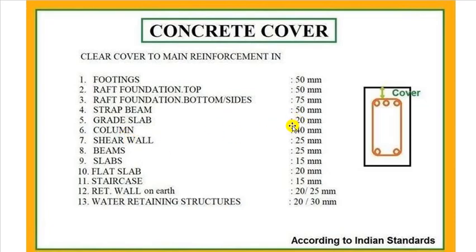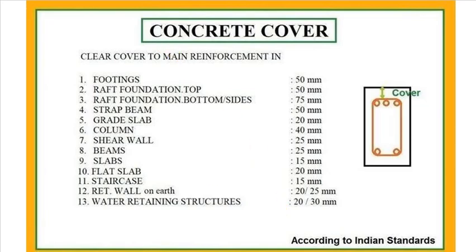For columns, it's 40 mm. For shear walls, it's 25 mm. For beams, it's 25 mm. For slabs, it's 15 mm. For flat slabs, that is a little bit more as compared to slabs. For flat slabs, we need to maintain 20 mm of concrete cover. For staircase, 15 mm. For retaining walls on earth, 20 to 25 mm. And for water retaining structures, we need to maintain a concrete cover of 20 to 30 millimeters. These are the concrete covers defined by Indian standards.